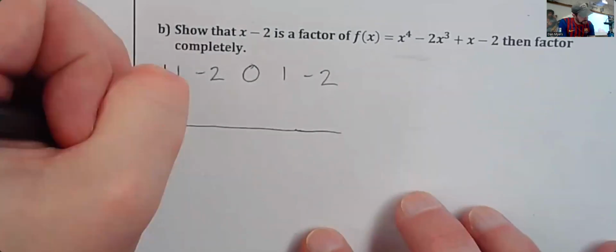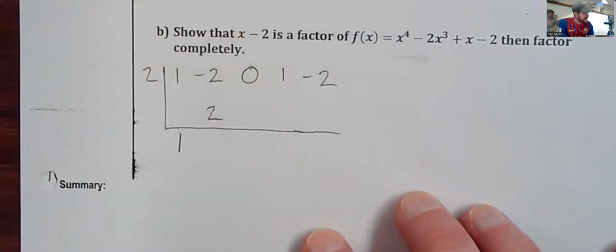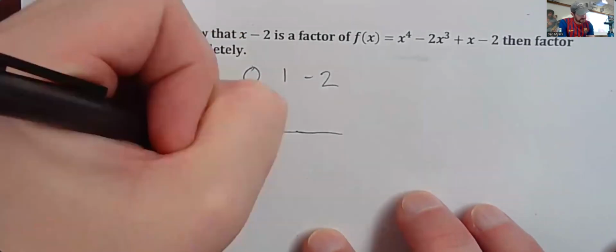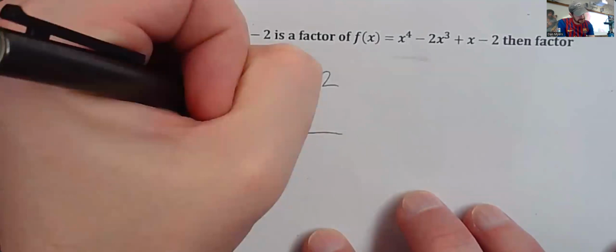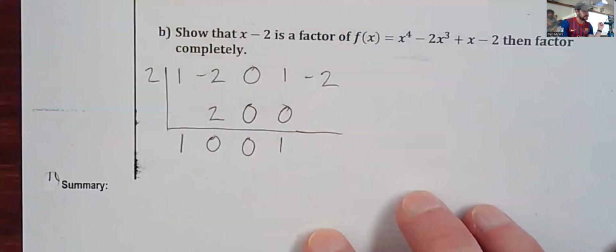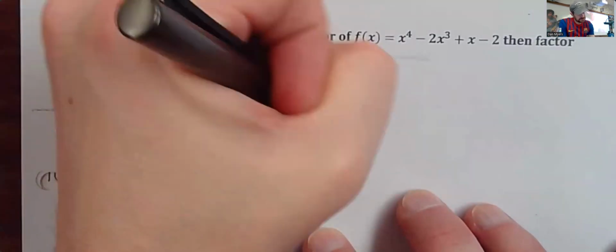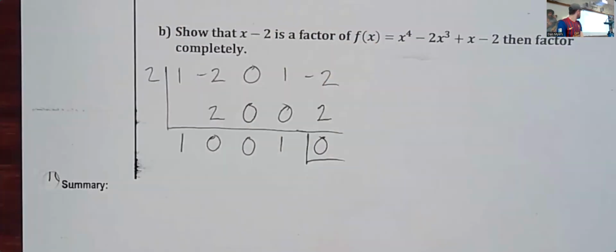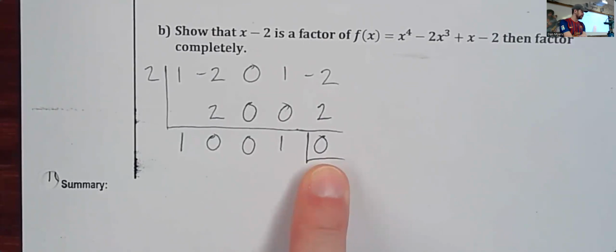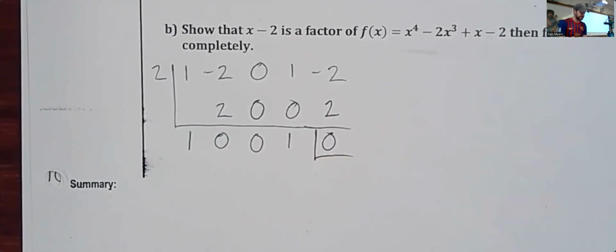We're going to bring down the 1. We're going to multiply 1 times 2, which is 2. Add those together, we get 0. 0 times 2 is 0. 0 plus 0 is 0. 0 times 2 is 0 again. 0 plus 1 is 1. 1 times 2 is 2. -2 plus 2 is 0. So first of all, we've shown that this is a factor because the remainder is 0. It told us it was a factor. We showed it. We're good.